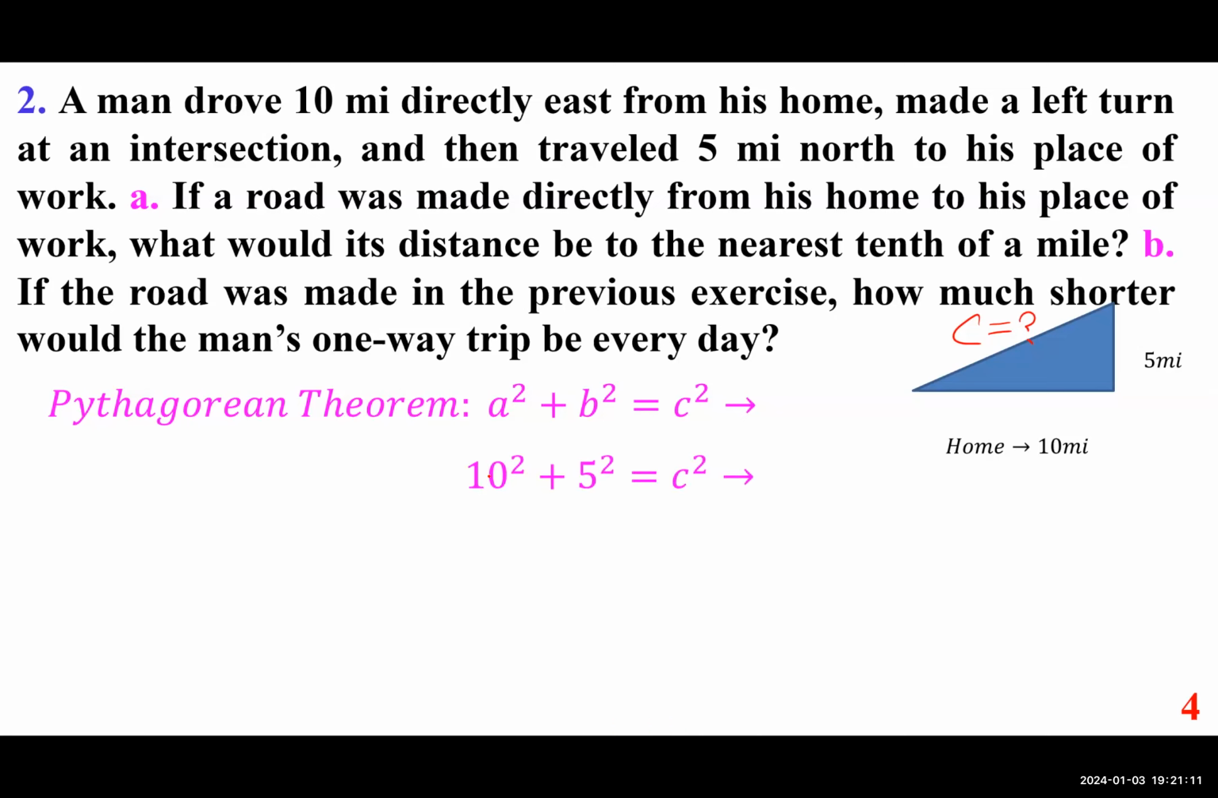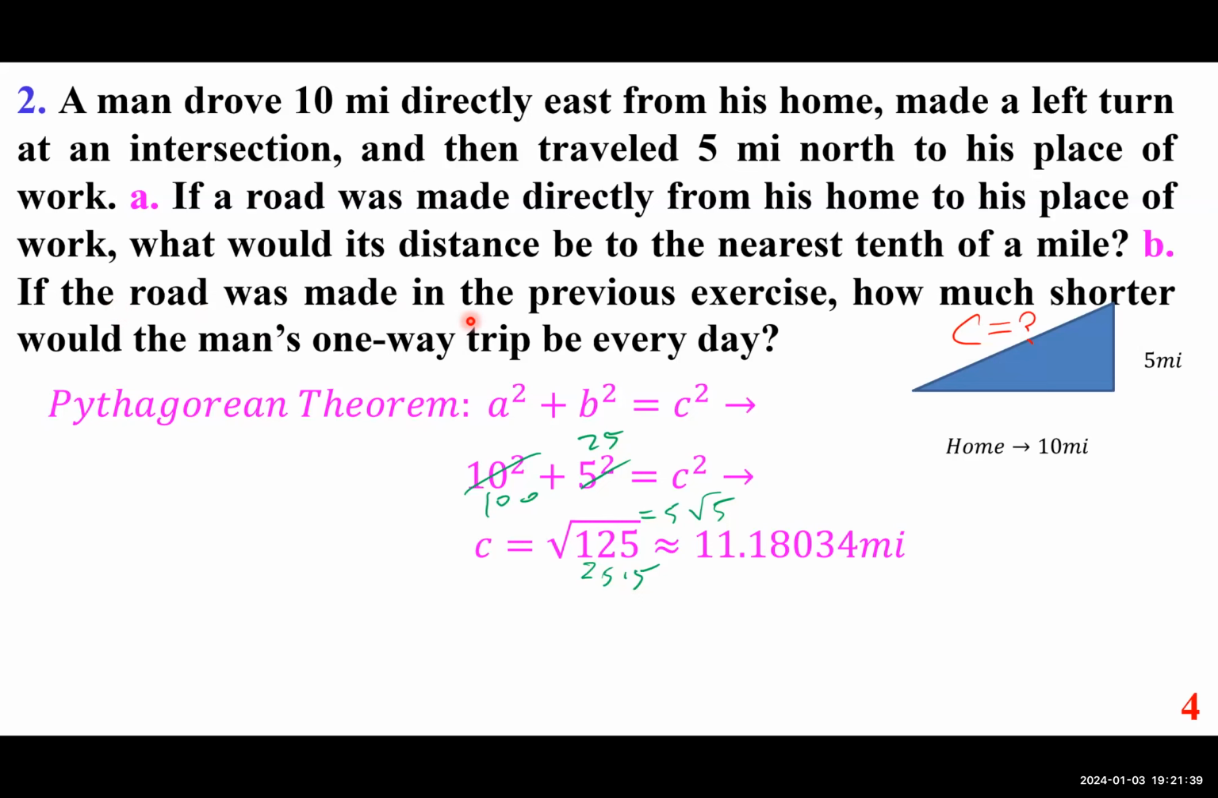So 100 plus 25. So it's the square root of 125. We want the exact answer, by the way. This is 25 times 5, making it 5 square root of 5, but roughly 11.18034.